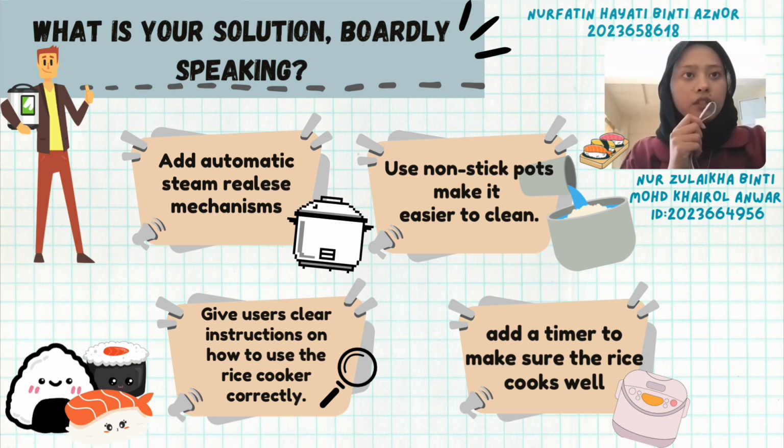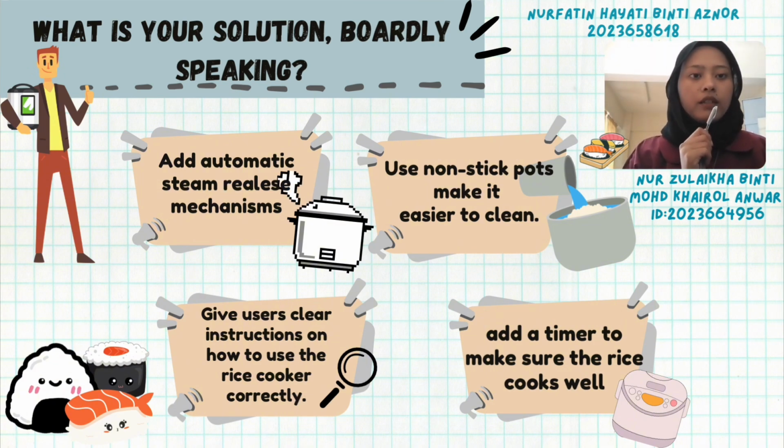Add a timer to make sure the rice cooks well. Otherwise, the rice will be undercooked or overcooked. The problem with old pots is that there is no set timer. With the timer set, the rice can cook evenly. If there is no set timer, the rice may be undercooked or overcooked. If the rice is undercooked, the rice will be hard and inedible. If the rice is overcooked, the rice will become mushy and not good to eat with side dishes.